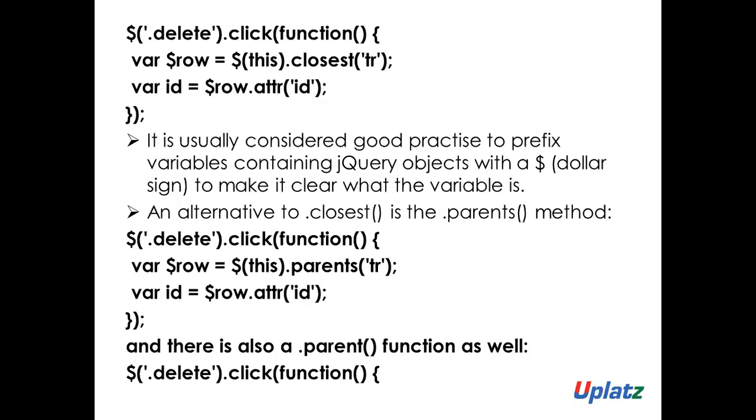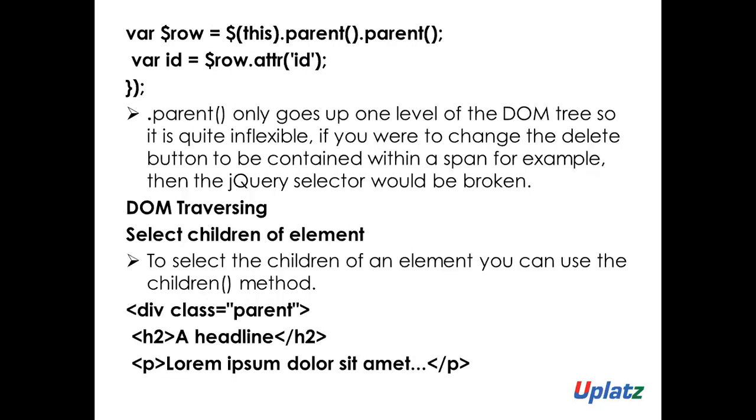An alternative to closest is the parent method. I have a delete click option, and for the row I use parent and get the id from the row attribute. There is also a parent function in the delete.click function: I have a row, this.parent, and the row attribute with the ID. Parent only goes one level up the DOM tree, so it is quick, but it is less flexible if we change the delete button to be contained in the span of an element.